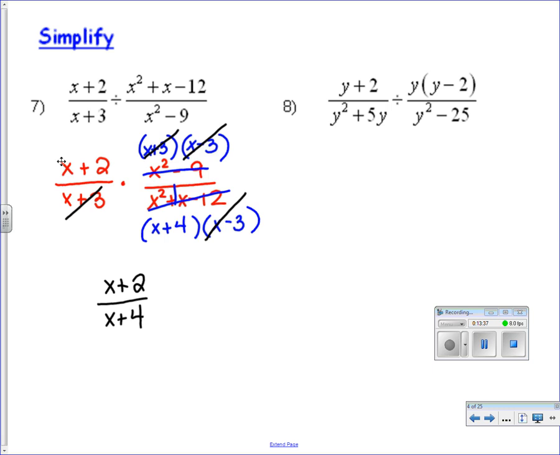Now, some people will still try to cancel on me and say, well, I can cancel the x's and I can cancel the 2 and 4. No, you've got plus signs. You can't do that. That's illegal. So that's my answer. I cannot go any further.